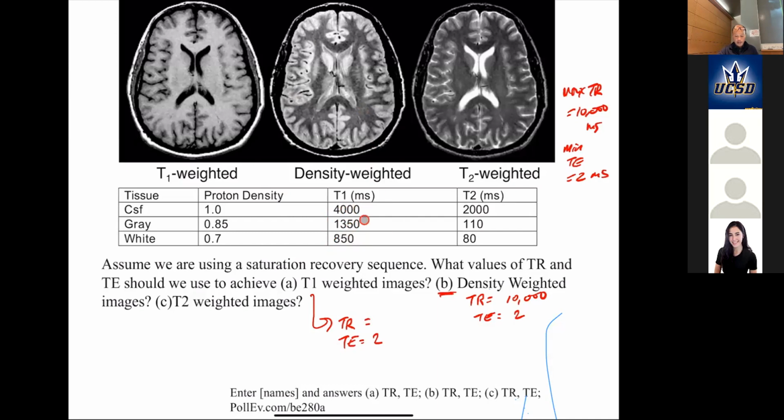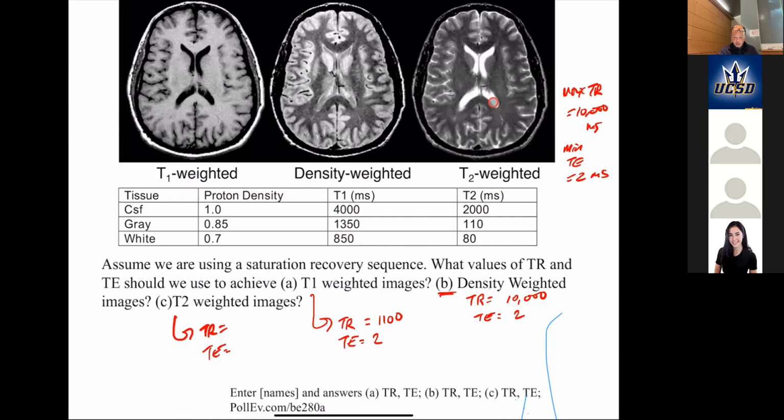So then you would just take the average of these two, and who's good at math? I'm not. Let's see, 150. So what does it turn out to be? 1100 maybe? Yeah, okay, 1100. And then how about the T2 weighted image? So here, TR should be what?